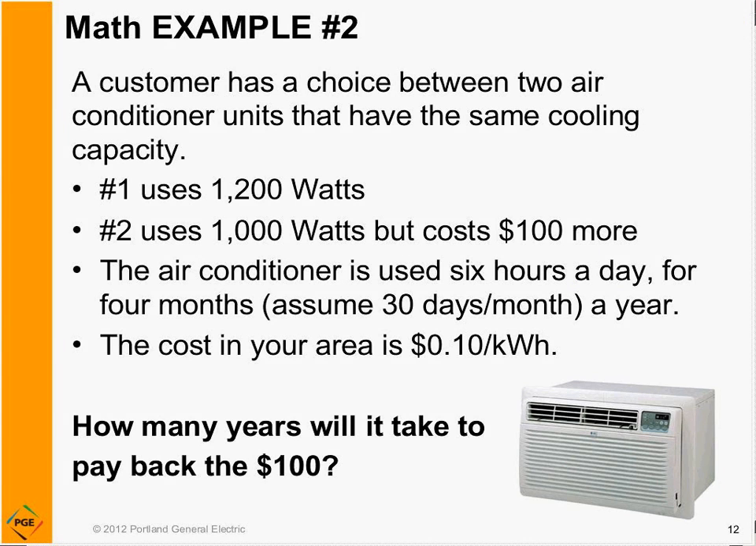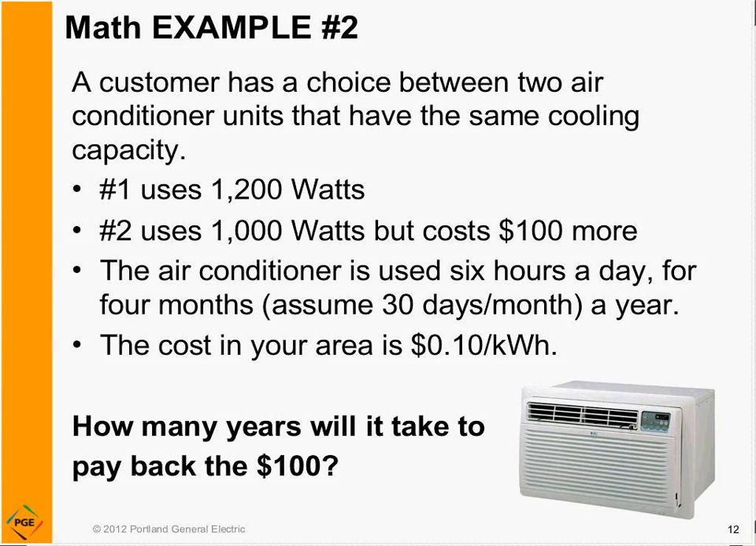So let's take a look at another math example. I'll walk through the math on this one, but I wanted to show that this works on any piece of equipment where you know the watts and you have some idea of hours of use. A customer has a choice between two air conditioning units. They both have the same cooling capacity. In other words, they both put out the same tons of air conditioning. But their efficiencies are different. Unit 1 uses 1,200 watts. Unit 2 uses 1,000 watts. Obviously, unit 2 is more efficient. It uses less power to produce the same amount of cold air. But it costs $100 more.